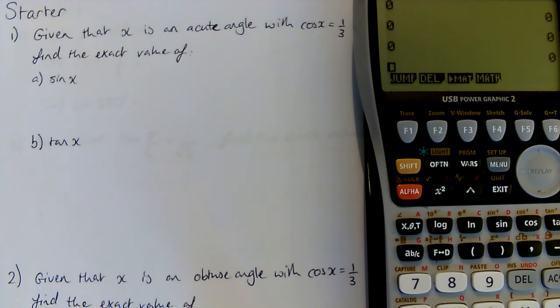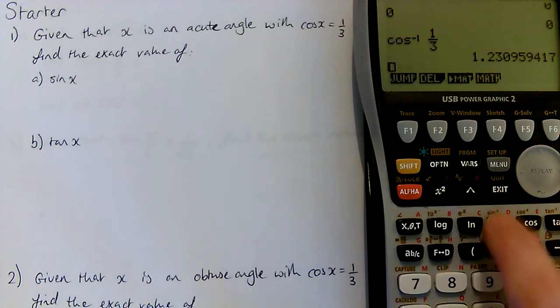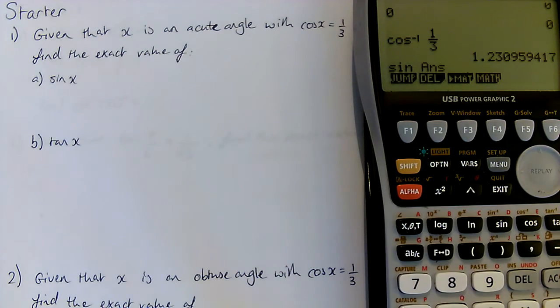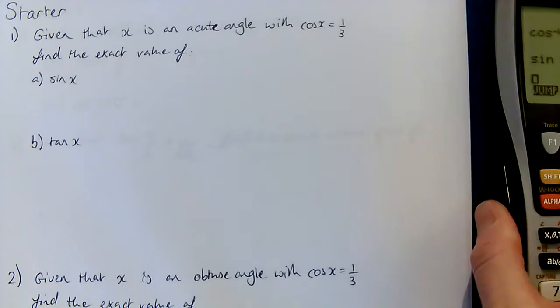So here we need to find the value of sine x when we know what the value of cos x is, but we have to give an exact value. I'm just going to show you that we can't just use our calculator here. If we do inverse cos of 1/3 and then we sine that value, we get a decimal, so we don't get an exact value. Luckily, it's really straightforward to answer this question.